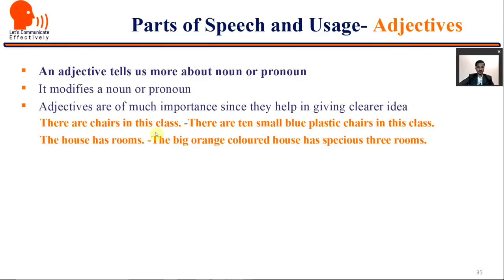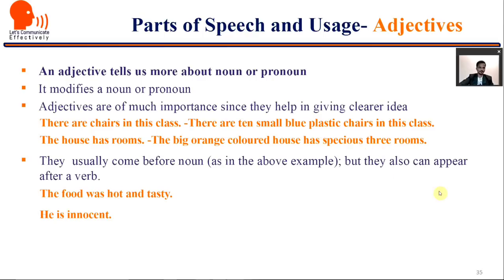So here we are getting a very general idea. There are certain chairs in a specific class, but here we are getting more details about the chairs, which are 10 in number, small in size, blue in color and plastic in material in that particular class. Second, the house has rooms. Simple. But here, the big orange colored house has spacious 3 rooms. Adjectives: big, orange colored. So the rooms are spacious and they are 3 in number.